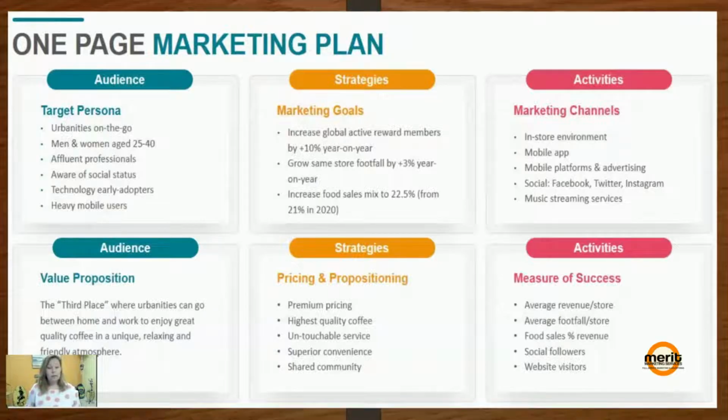So if we look at the value proposition, the thing that we serve to this audience is that third place, where they can go between home and work and enjoy a great quality of coffee in a unique, relaxing, and friendly atmosphere. If we move over to the strategies, our marketing goals are very clearly laid out and identified: increase global active reward members by 10% year over year, grow the same store footfall by 3% year over year, and increase food sales mix to 22.5%, up from 21.